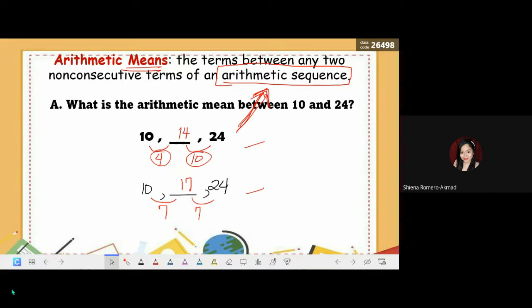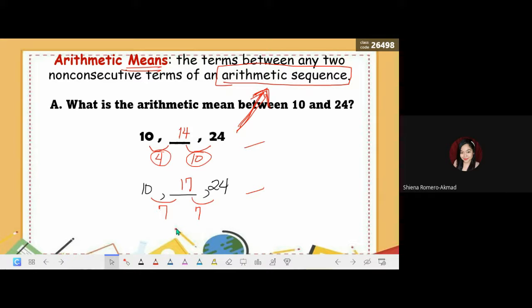So, your answer here is 17, and that is correct. As you can see, malalaman niyo agad if that is the arithmetic mean because of the differences. So, kaya nga dito kanina, pinakuha ko sa inyo yung difference para makita ninyo kung pareho ba sila or hindi. So, kung hindi sila pareho, maybe this is not the arithmetic mean. So, you look for the number na kapag nasa gitna siya ng 10 and 24, they have the common difference.